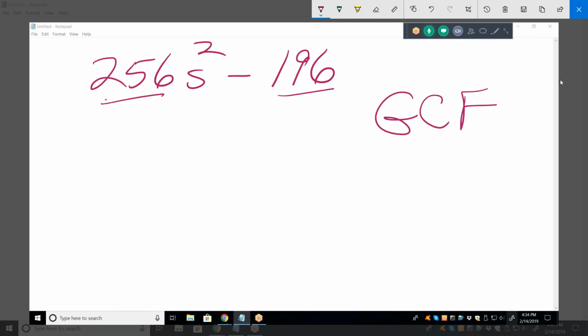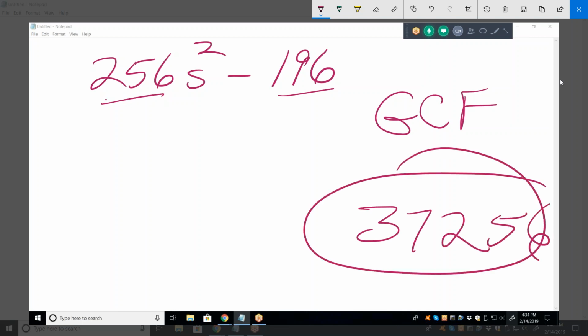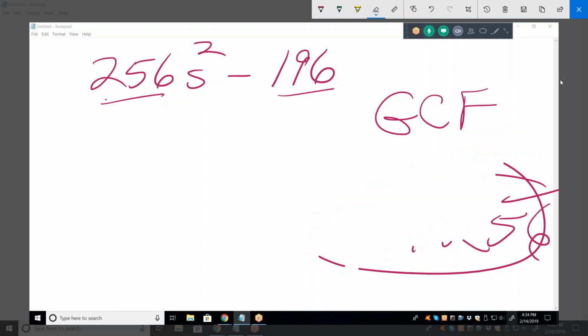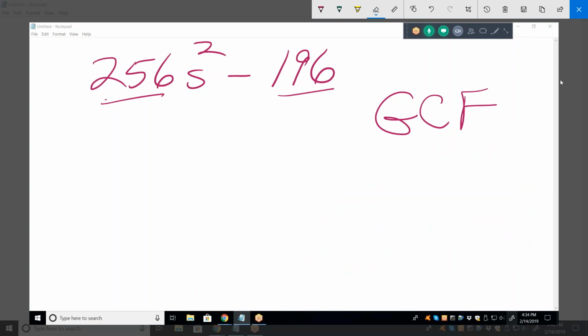Incidentally, to determine whether a number is divisible by 4 or not, you look at the last 2 digits. If the last 2 digits are divisible by 4, then the whole number is divisible by 4. In other words, if I give you this number right here, that's divisible by 4. Why? Because 56 is divisible by 4. 96 is also divisible by 4. So I know I can at least divide both sides by 4.